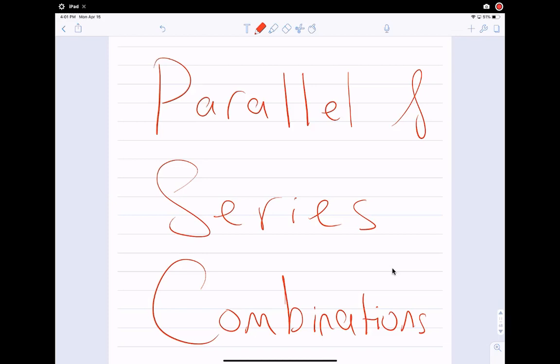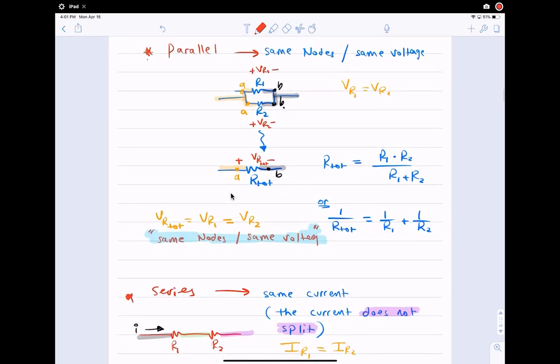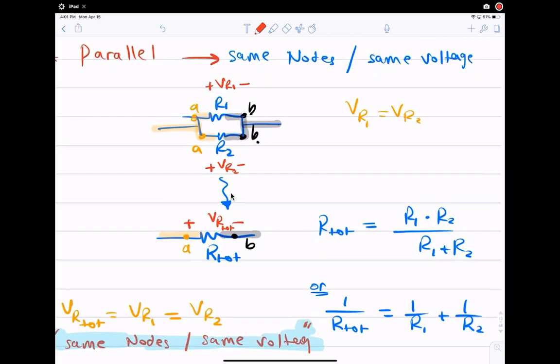In this session we will be talking about parallel and series combination, and it's really important to know the difference between parallel and series. So let's begin our discussion. Now first I'm going to talk about the parallel.